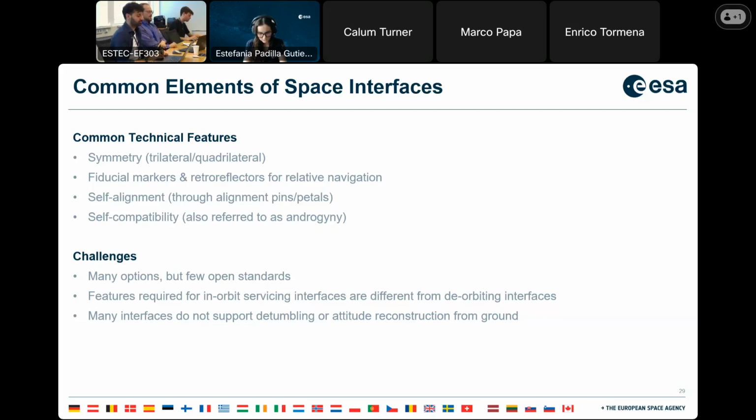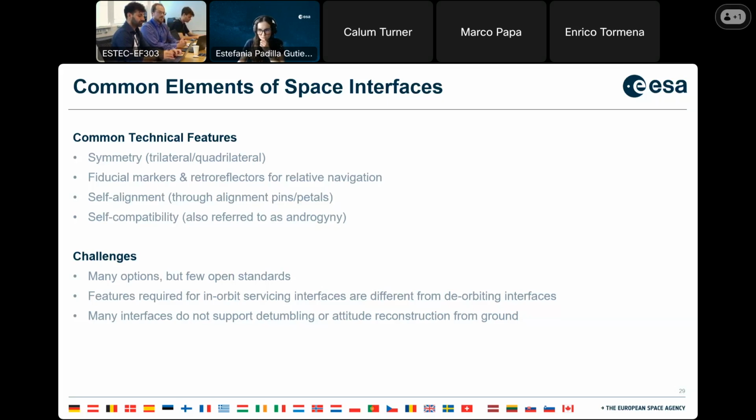And also some of them are self-compatible. You also occasionally see this referred to as androgynous interfaces. So an interface of type A can connect to an interface of type A rather than type A to type B. There are a few challenges in space interfaces I'll briefly touch on here.